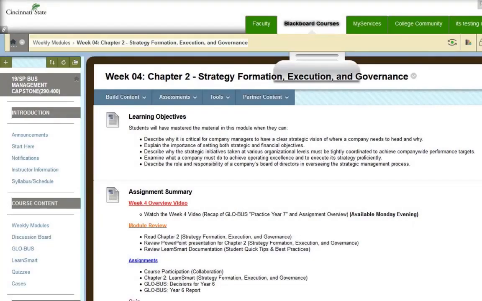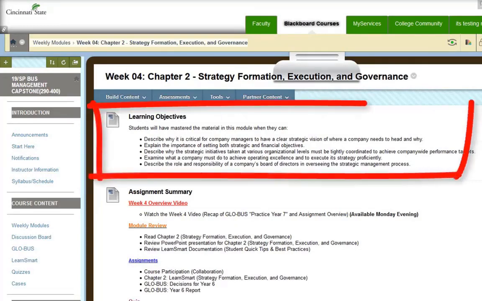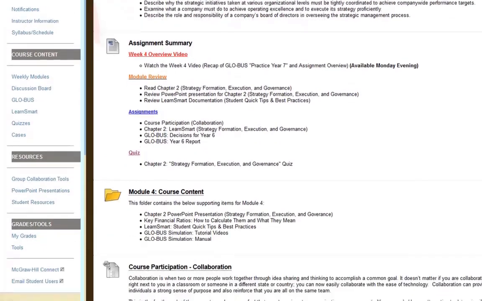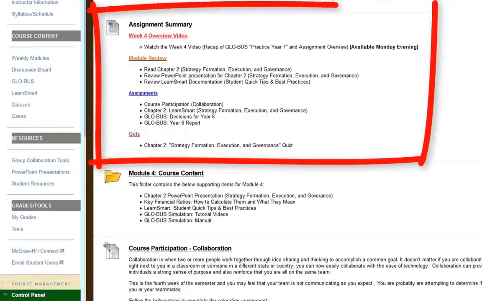As stated in previous videos, we have the same structure. We will always begin with the learning objectives for that week. Then the assignment summary, which will be obviously watching this video. Reviewing chapter 2, reviewing the PowerPoint for chapter 2, reviewing the Learn Smart documentation, the student quick tips and best practices if you have not done so already.